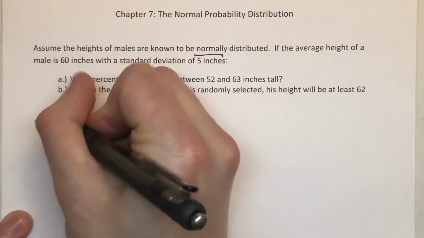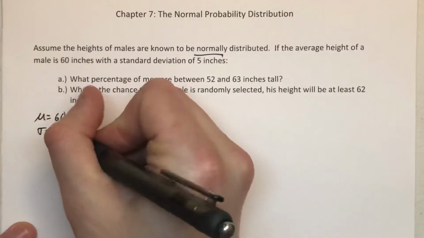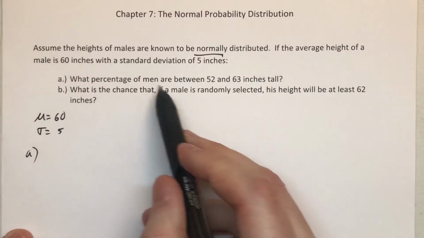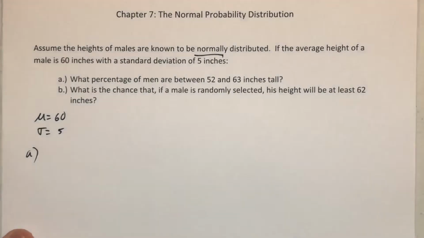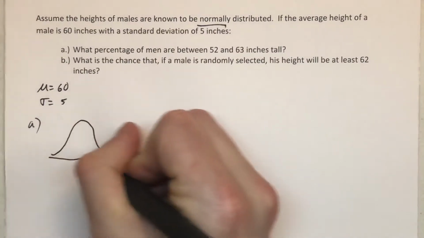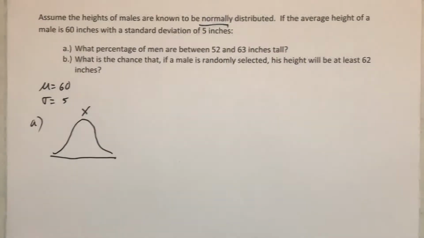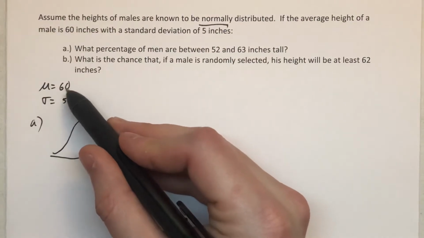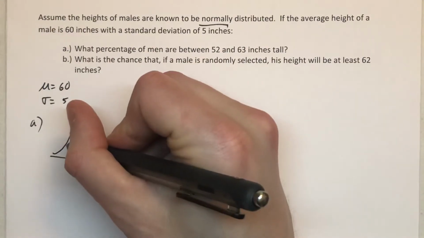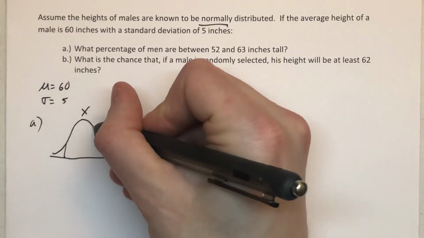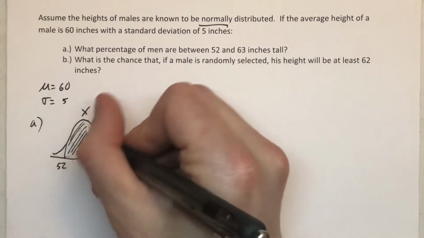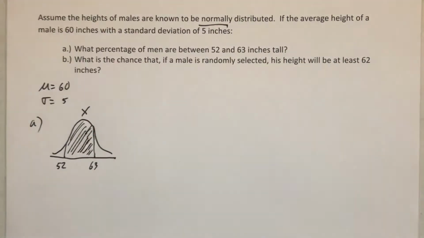So I'll identify mean of 60, standard deviation of 5. So now for question A, what percentage of men are between 52 and 63 inches tall? Since we have our normal distribution, we will draw our first normal curve, which I'll label X for data world. And we know it's centered at 60, right? The mean is 60. 52 to 63, 52 is definitely to the left of 60. 63 is somewhat to the right of 60. So I will label 52 to 63, and I'll shade in that area to represent what we're looking for.